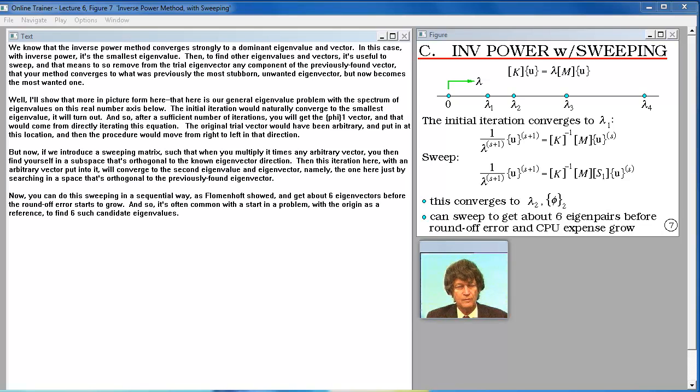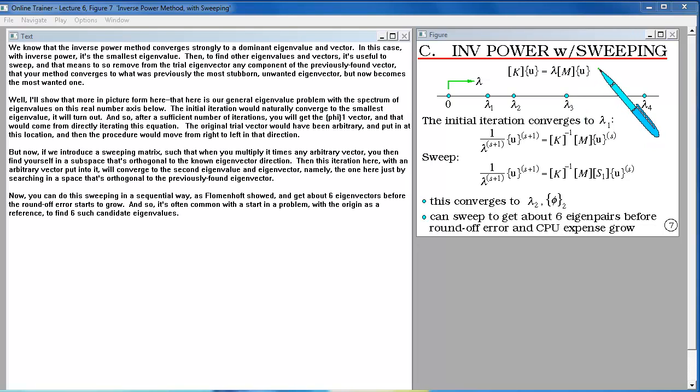We know that the inverse power method converges strongly to a dominant eigenvalue and vector. In this case, with inverse power, it's the smallest eigenvalue. Then to find other eigenvalues and vectors, it's useful to sweep, and that means to remove from the trial eigenvector any component of the previously found vector, so that your method converges to what was previously the most stubborn, unwanted eigenvector, but now becomes the most wanted one. Well, I'll show that more in picture form here.